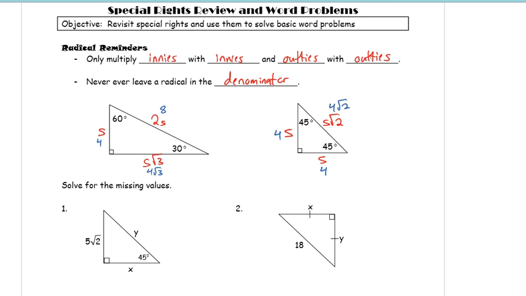Basically, your 45-45-90 is a square cut on the diagonal. Your 30-60-90 is a rectangle that's cut, and it's not a perfect diagonal because one angle is 30, one angle is 60. So again, pay careful attention to the steps and the way I do it, because I will do it the exact same every single time.